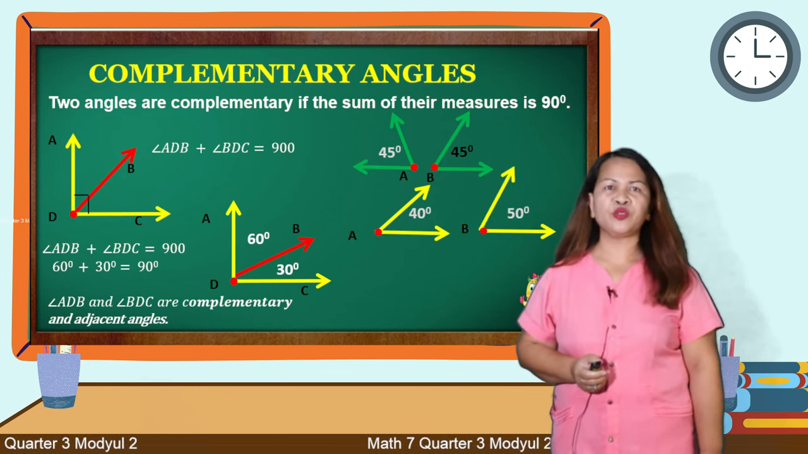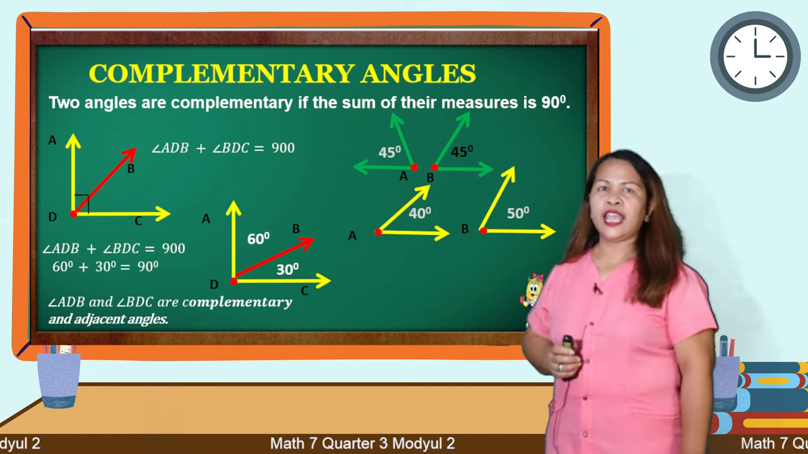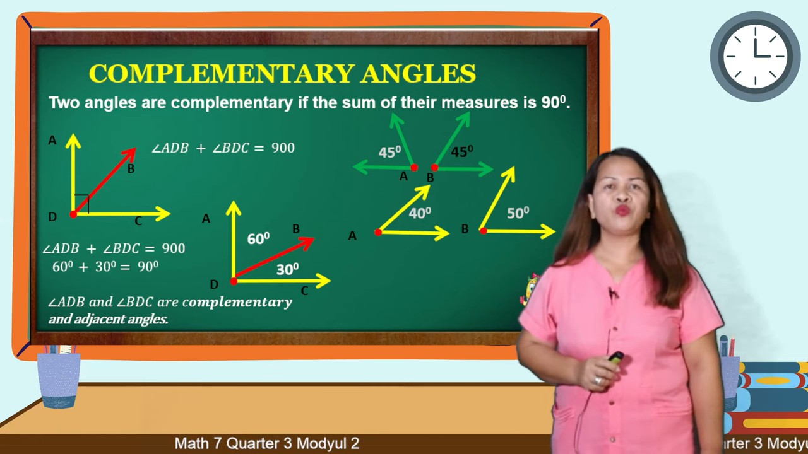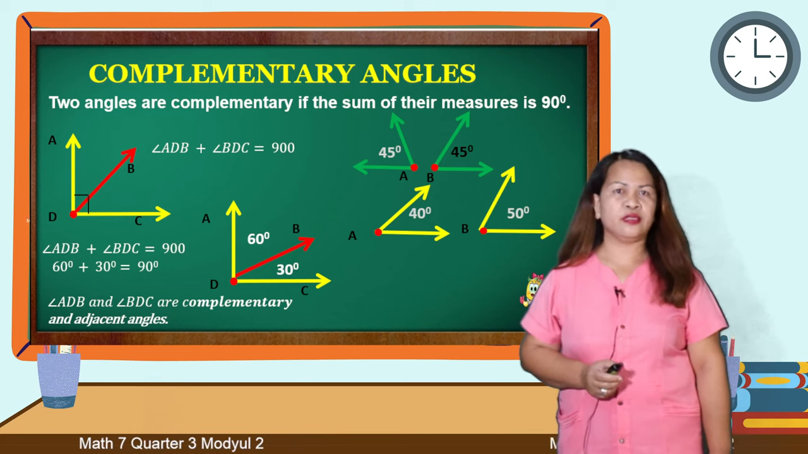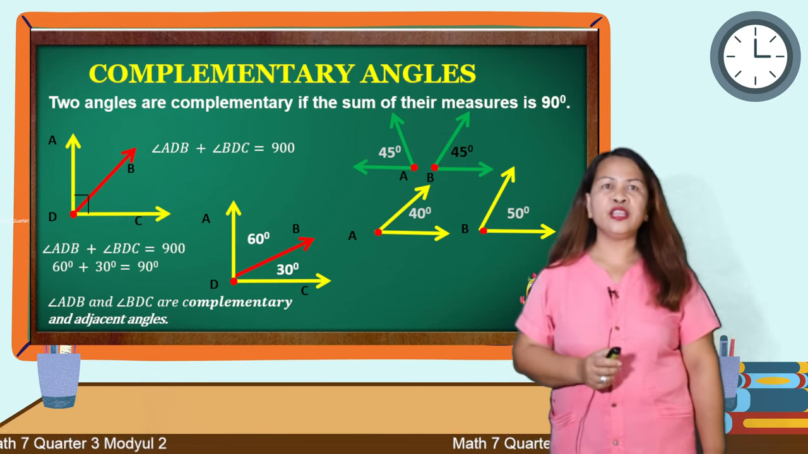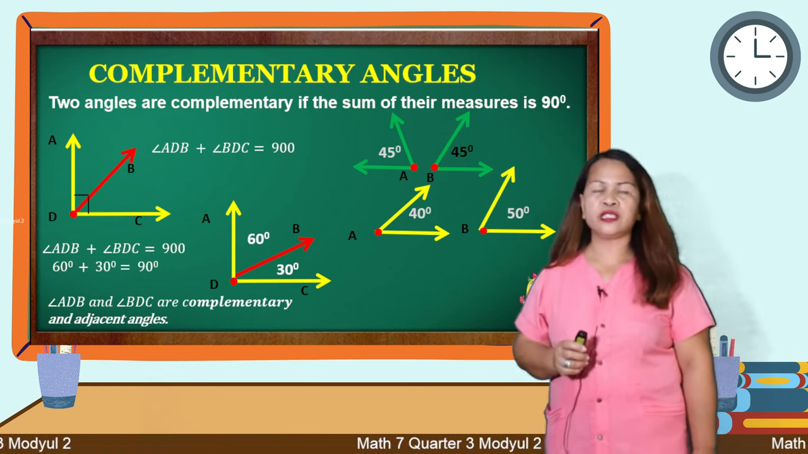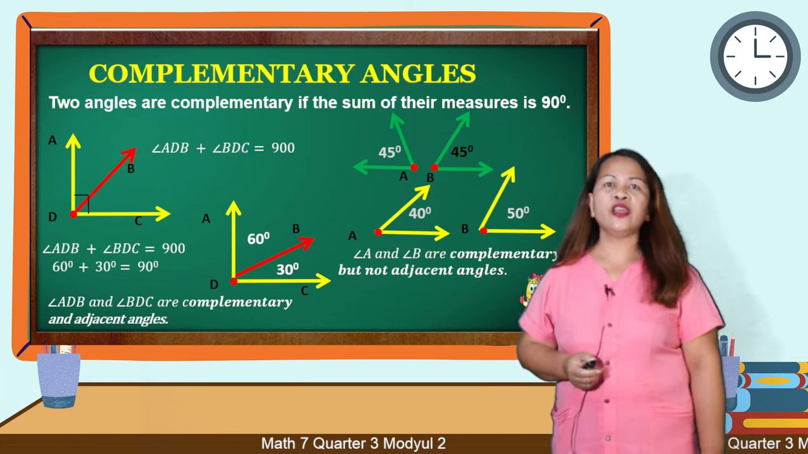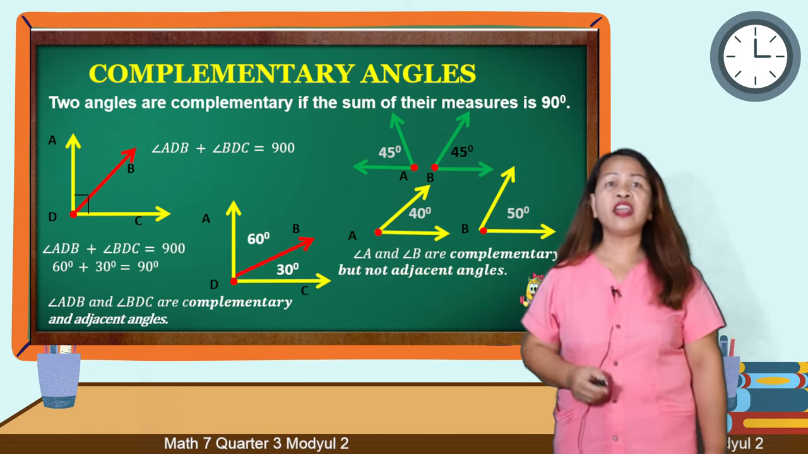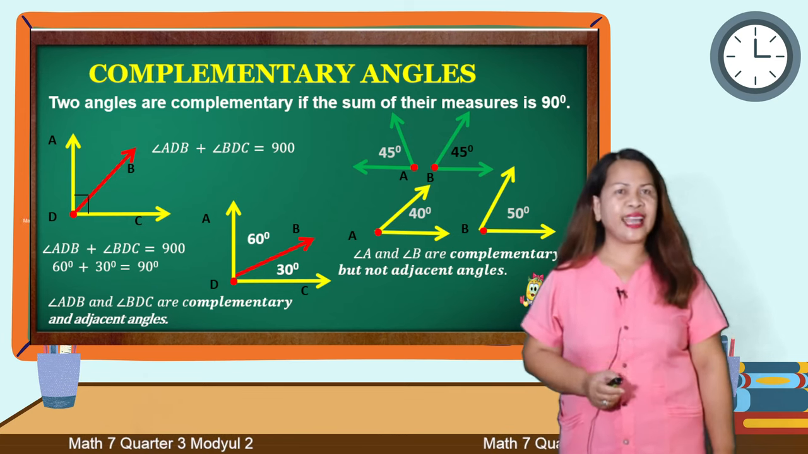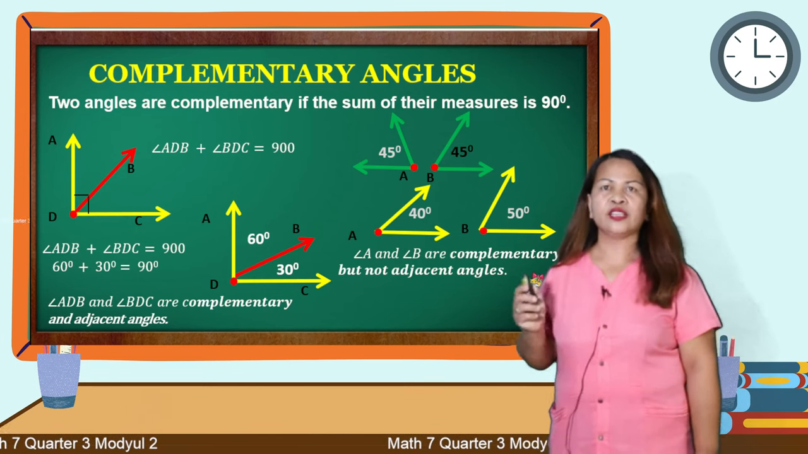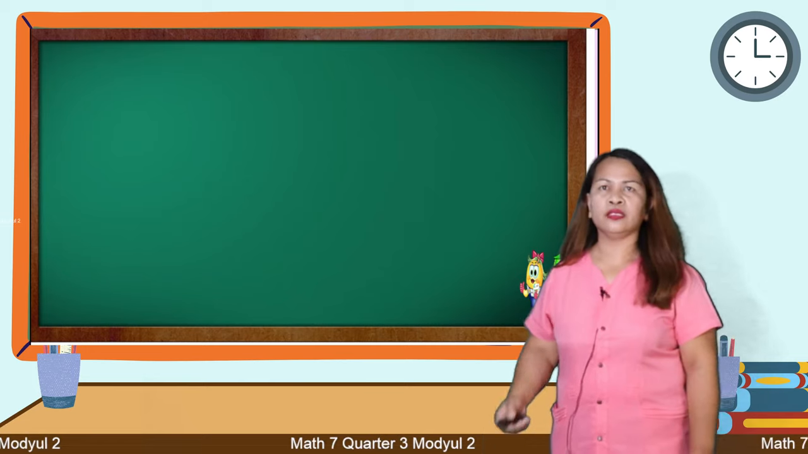Okay, how about this one? Angle A measures 40 degrees while angle B measures 50 degrees. If we get the sum of their measures, it is equal to 90 degrees. Therefore, angle A and angle B are just complementary but not adjacent angles. Okay, the third pair of angles.